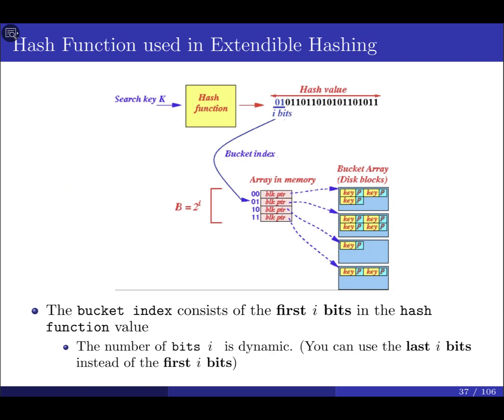If you take a look here, I'm going to use a different name. The array in memory maps the hash value to the disk. We call this one the directory. This other one we're going to call the bucket array. This is the block state. So we do have a directory and we have what we call the bucket array. Let me draw this one here.